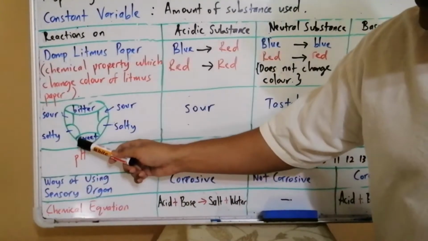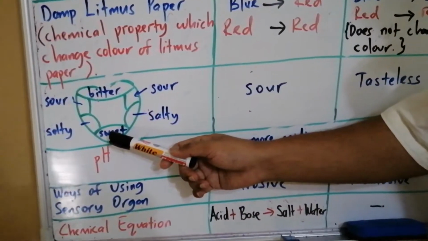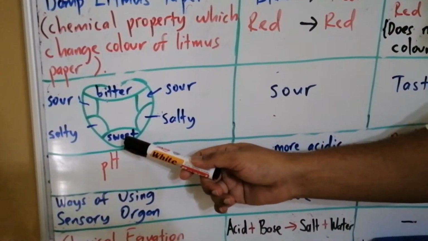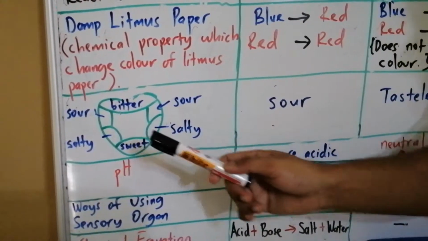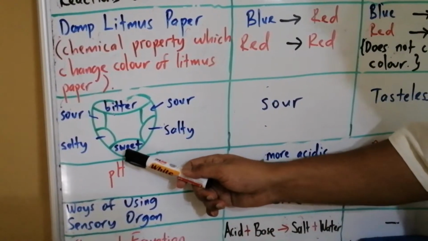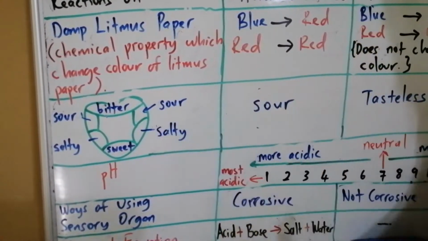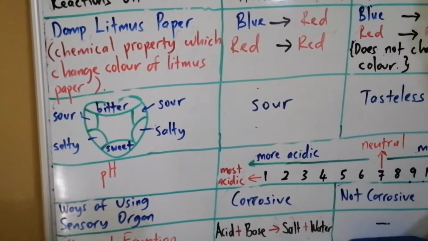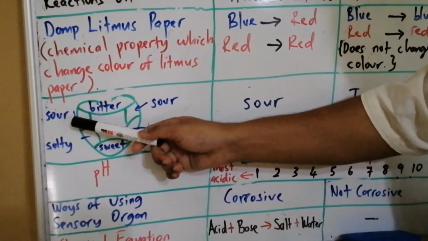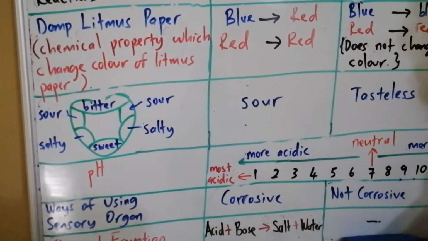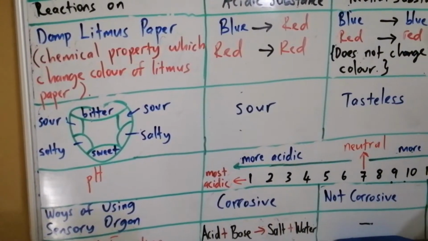Let's say this is the diagram of our tongue. The front part of the tongue can sense sweet. Anything sweet will be sensed at the front part of the tongue. And then beside, on the left and right of the sweet, is salty. It can detect or sense salty food. Then after that, sour on both left and right. And at the back of your tongue will be bitter.